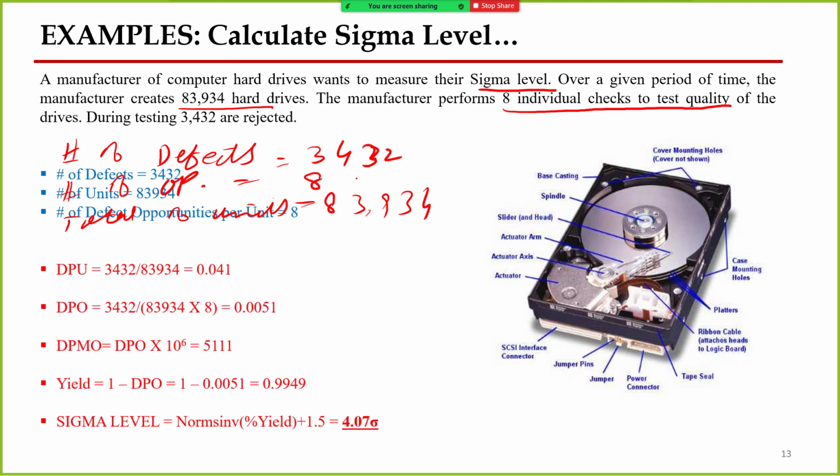Now, based on this information, we would be able to get the sigma level. Right now this organization is working at a 4.07 sigma level. Again, we can use that Excel sheet.